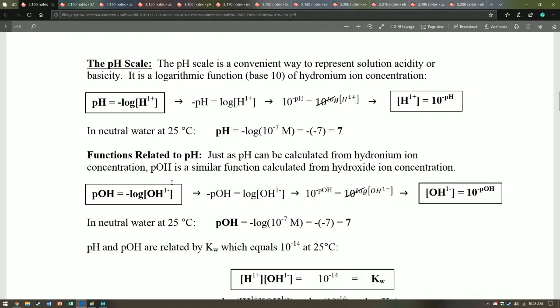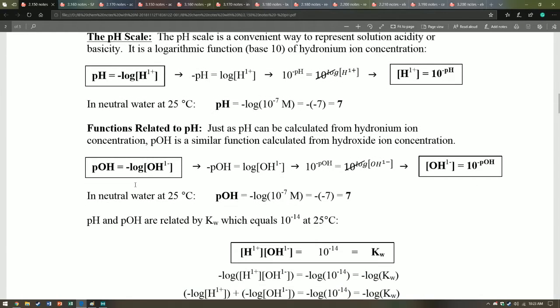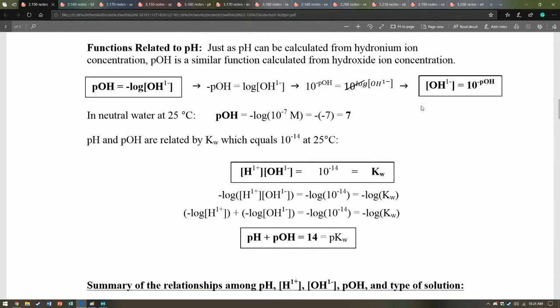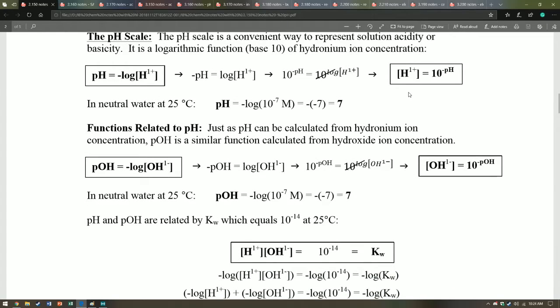And then we can also use pOH, which is just that. And then pOH and pH are related by Kw. Also, if pH is minus log H plus, then H plus is just 10 to the minus pH. Those are just inverse logarithms, converting between logarithmic form and exponential form.